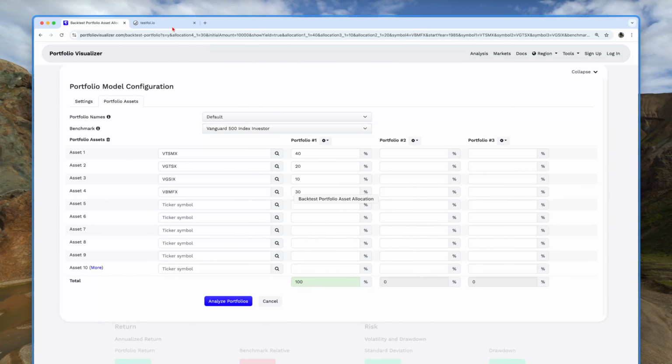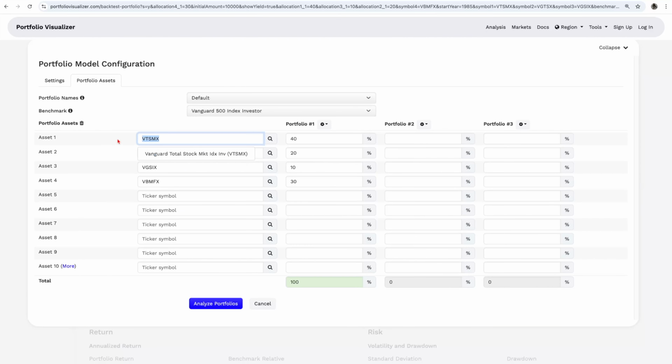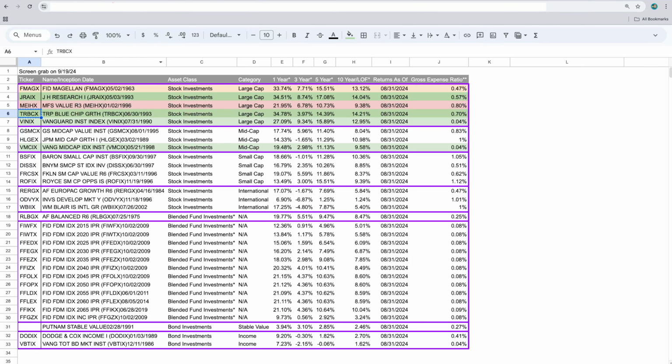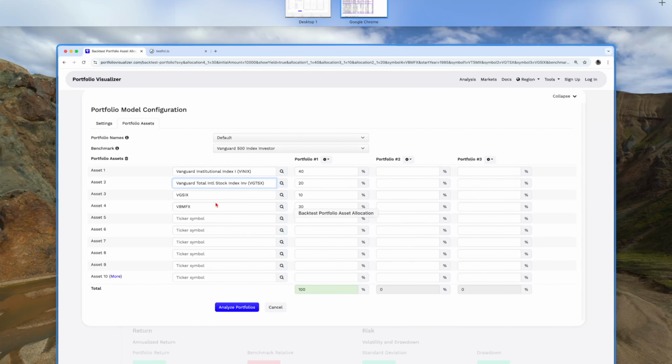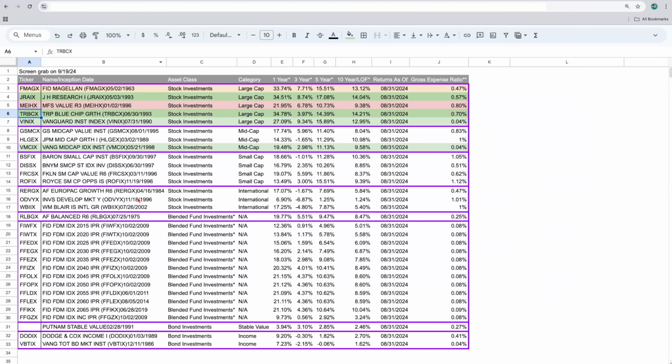Let's put in the ticker symbols. The first one is VINIX. The second one is T. Rowe Price. The third one is Fidelity Magellan.